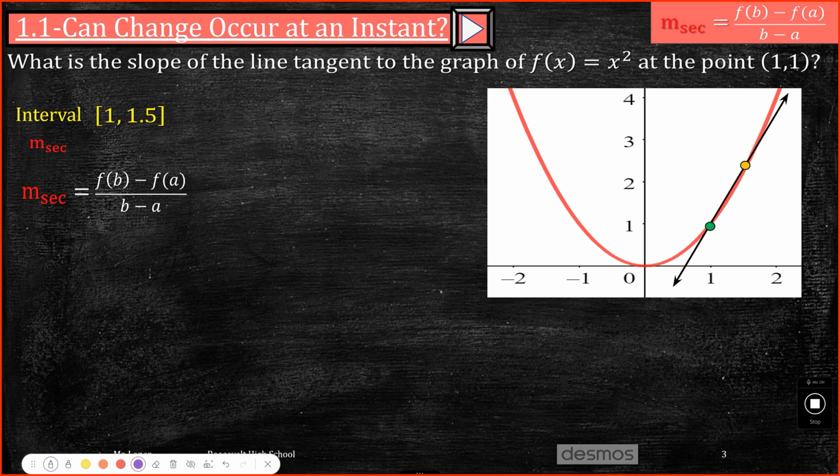So there it is. We're going to use that formula, the average rate of change formula. All right, let's do it. So let's find the slope of the secant line. This is A, and this is B.